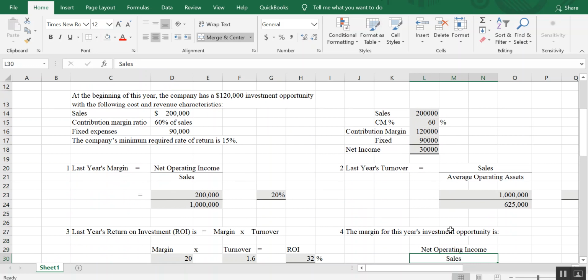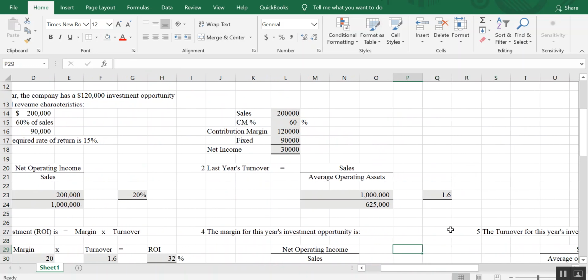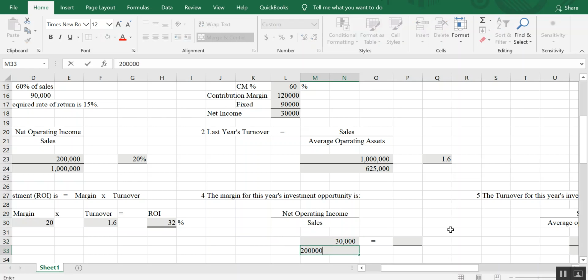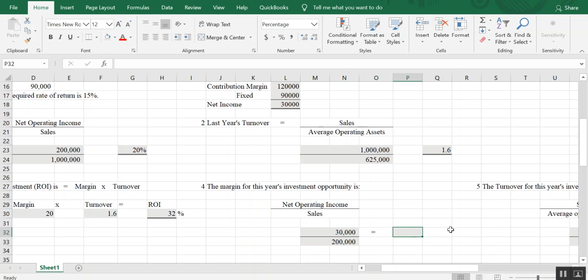So we'll go down to number 4, net operating income. Net operating income here is going to be 30,000. Our sales is going to be 200,000. So when we calculate this, we get 15%. That's the margin that we're going to have based on our net operating income that we've calculated. Okay, so that's number 4.